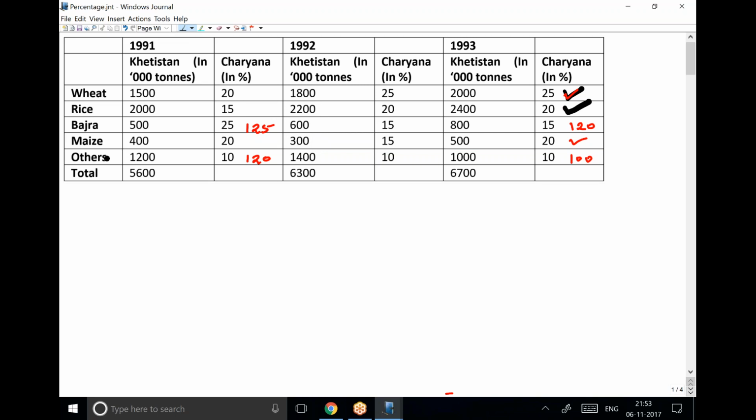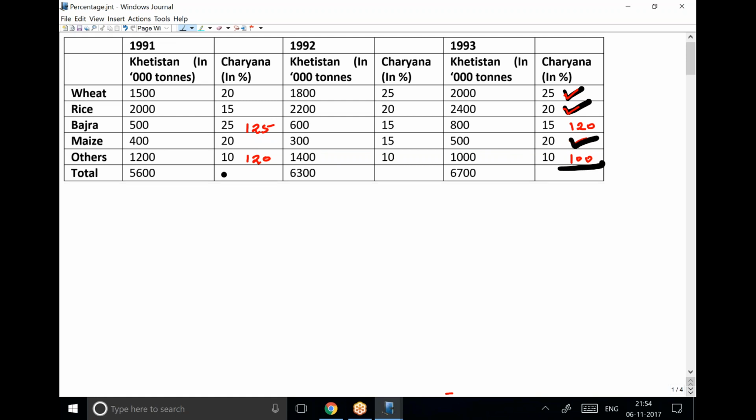Similarly, if you look at the next crop, we can immediately say 20 percentage of 500 is the maximum here. This is also maximum. And in the last part, if you see 10 percentage of 1200 and 10 percentage of 1000, it comes out to be 100 here.